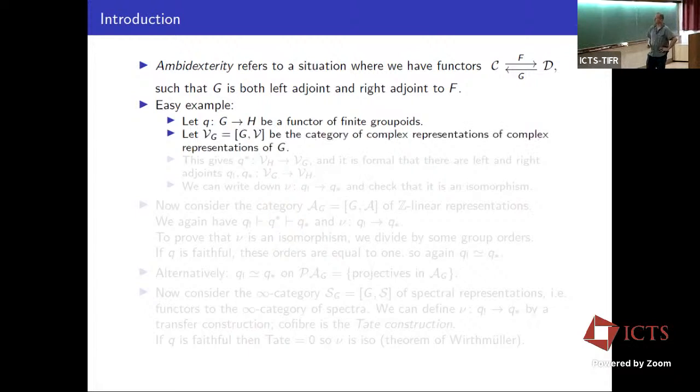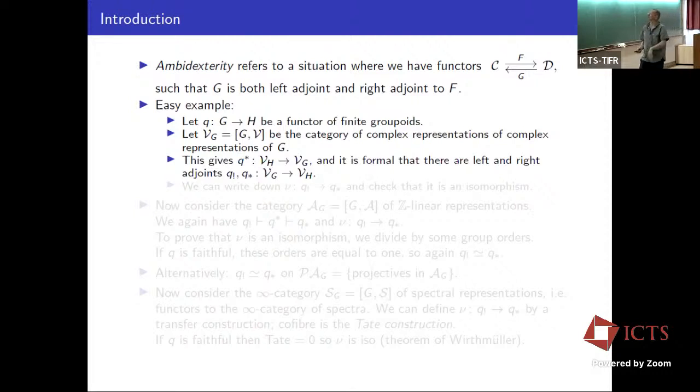We're going to look at representations of finite groupoids. A groupoid is a category, and we've got this category curly V, the category of complex vector spaces. V^G is the category of functors from G to V. If G was just a group, then this functor category would just be the category of representations of G. Similarly, if G and H were both groups, then a functor of finite groupoids just means you've got a homomorphism of groups.